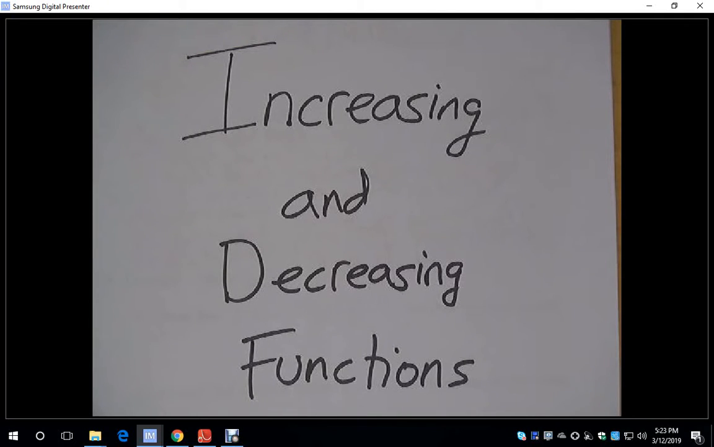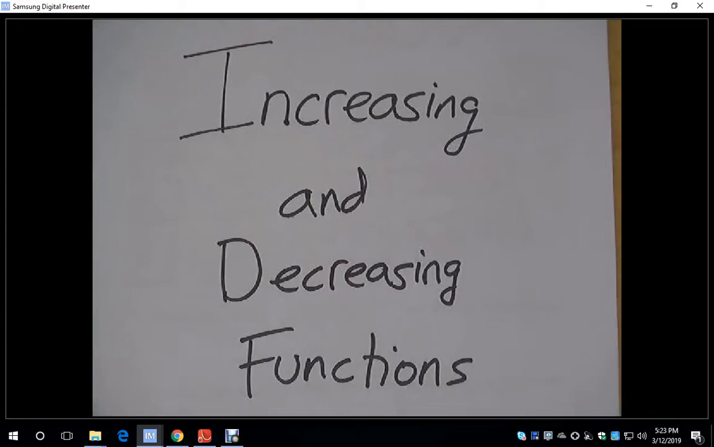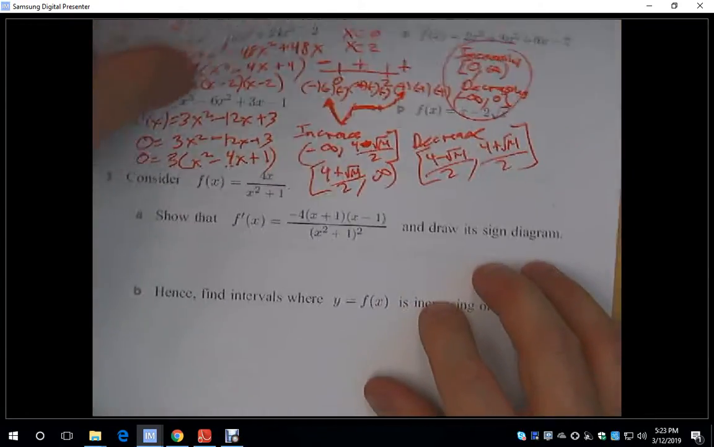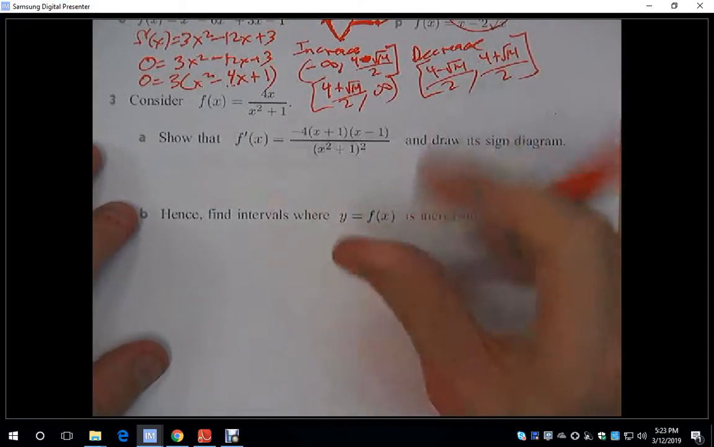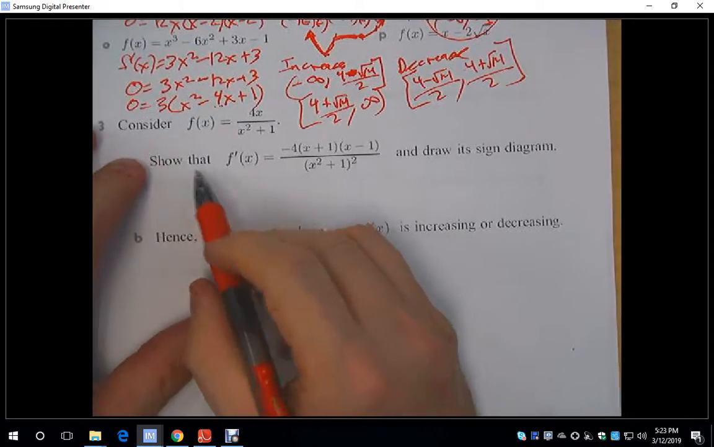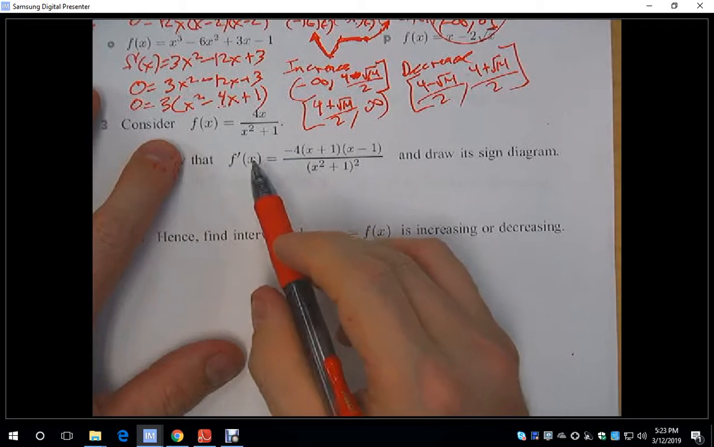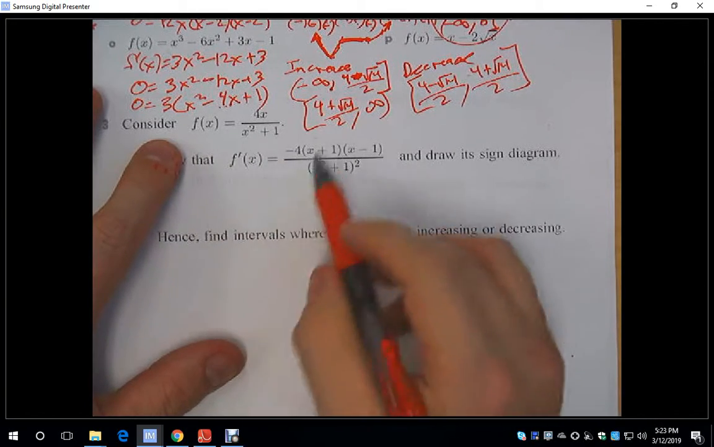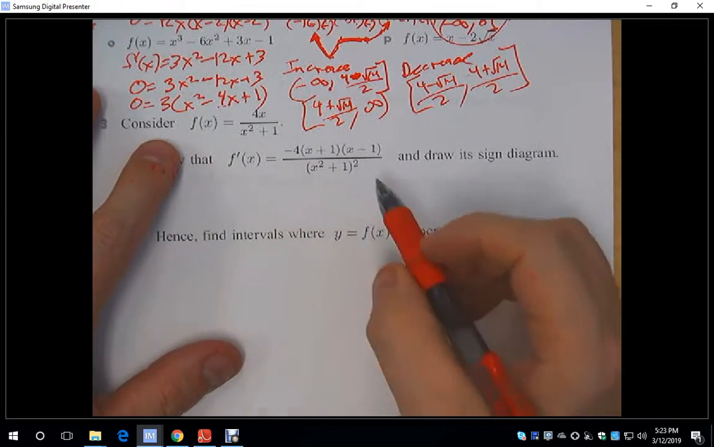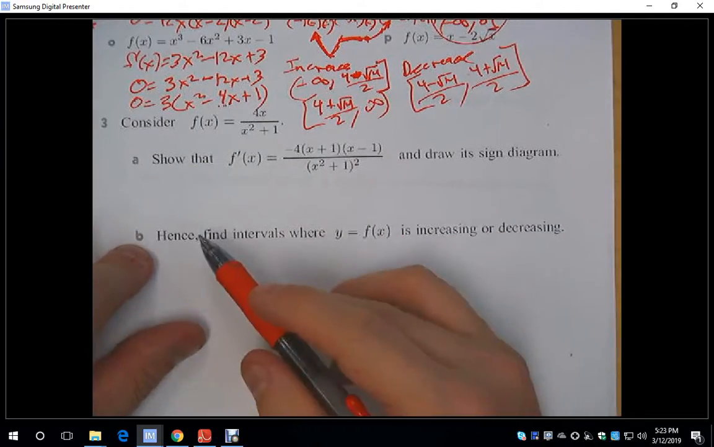This video is part 2 for increasing and decreasing functions using calculus. So we're going to move down to this. I'm going to keep this video really short. So instead of showing that the derivative of this function here is this other function over here, I'm just going to bump down to part B.